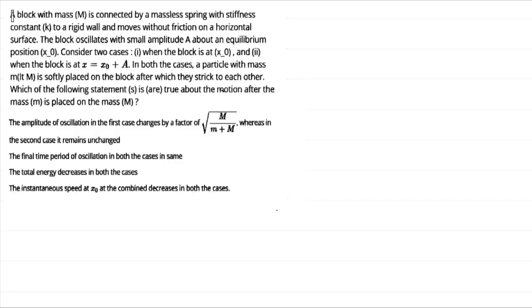The question says that a block of mass M is connected by a massless spring with the stiffness constant K to a rigid wall and moves without friction on a horizontal surface. The block oscillates with a small amplitude A about an equilibrium position x0. Consider two cases.